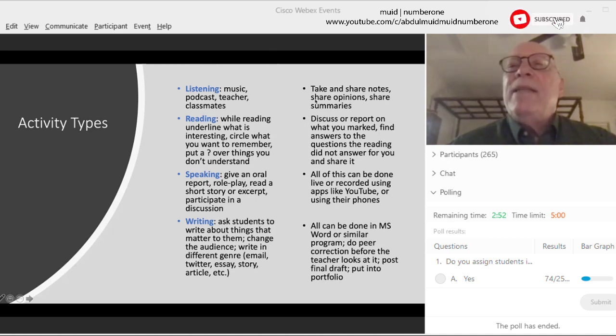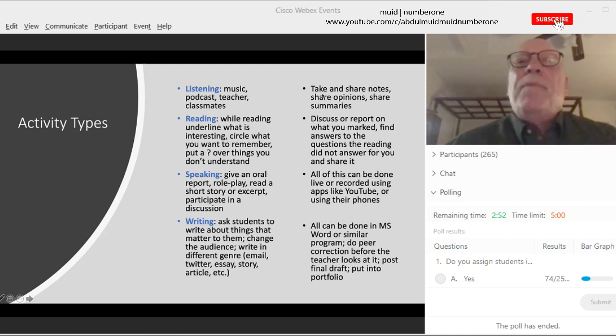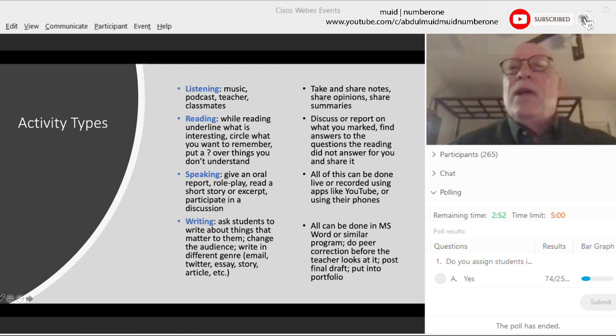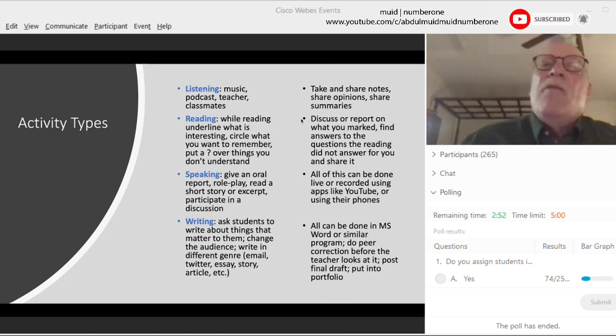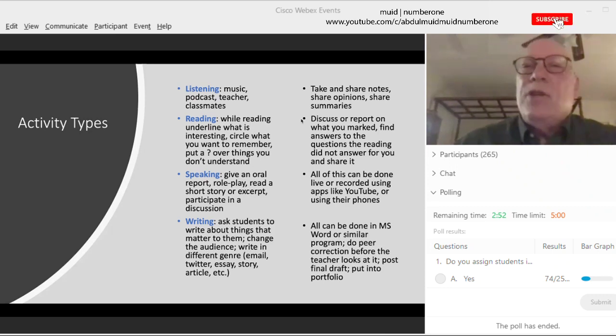So they can take and share notes from what they're listening to. They can share their opinions on what they've listened to. They can share summaries of what they've listened to. So there are all kinds of things that you can do with listening, and all kinds of options out there for things for them to listen to.